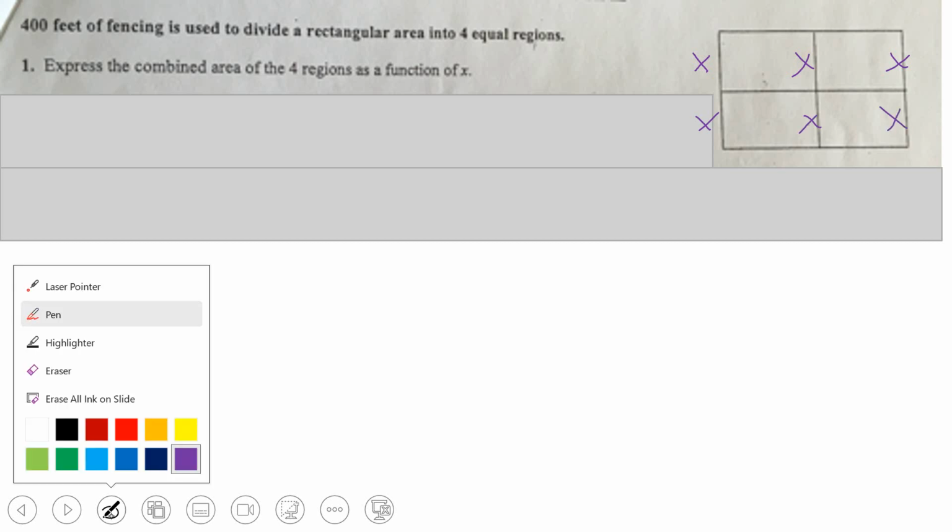So anything else that is that same width receives an x. And I'm going to say one of the 4 small rectangles has a length of y. So y, and y. Now there's 400 feet of fencing used to enclose these 4 equal regions. So let's go ahead and add. How many x's do we see? There's 6 x's. So 6 x's, just making sure that's correct.